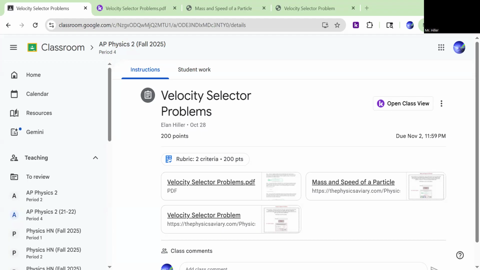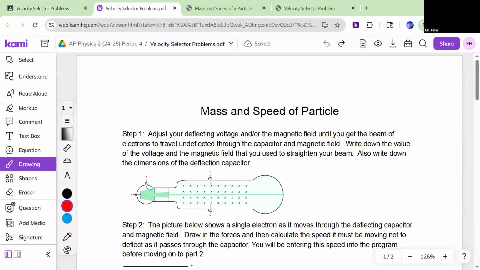Now, the purpose of a velocity selector is to basically adjust the field so that the magnetic force and the electric force offset each other, balance each other, if you will, to get the particle of charges to move in a straight line undeflected. Well, in this particular homework assignment, we're going to work on two such problems. Okay, so open up your PDF.